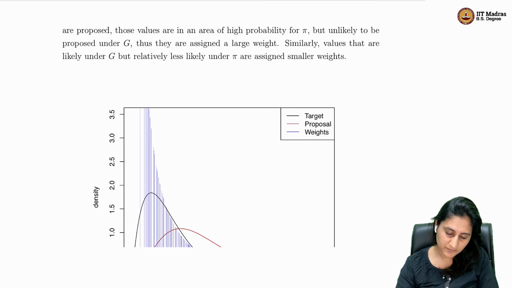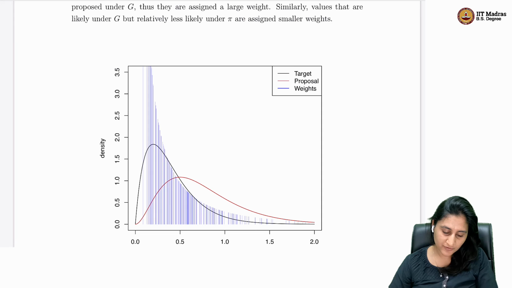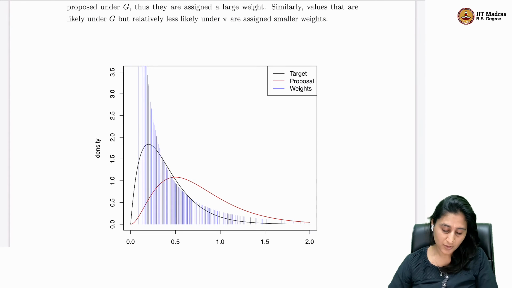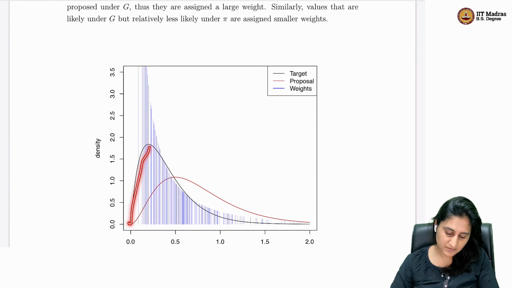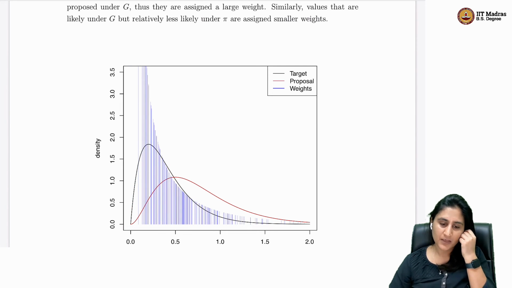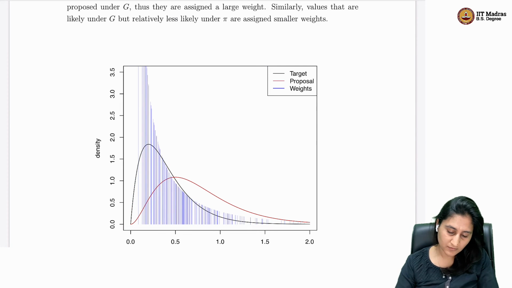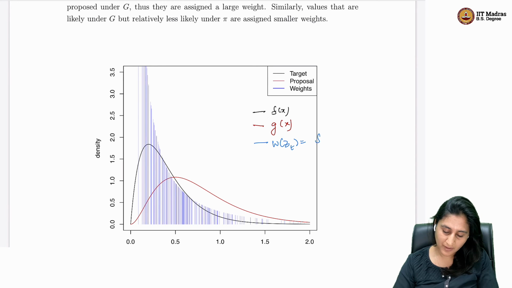So in the plot over here, this is exactly what I do. Okay, so there's a small typo here. So over here, I'm drawing a target distribution, which is the black curve, f of x. In red, I have my g of x, my importance proposal, and in blue, I have my weight, which is equal to f of zt divided by g of zt.